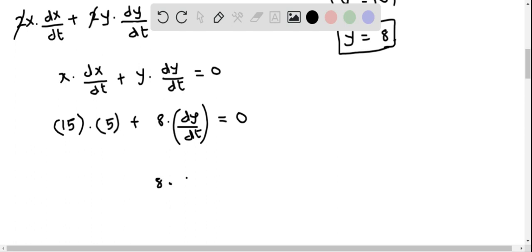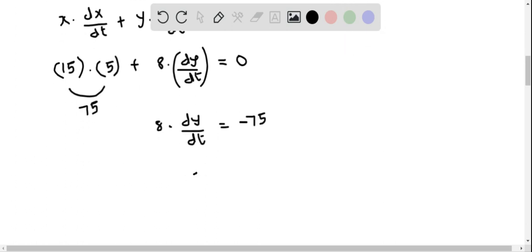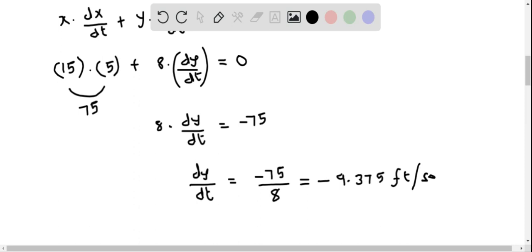Now we have to solve for dy over dt. So I keep this 8 times dy over dt on this side and push this product. This is 15 times 5, which is 75. So we will have positive 75, and when we subtract 75, we will have negative 75. Now we can solve for dy over dt by dividing both sides by 8. So we get dy over dt equals negative 75 divided by 8, and this is negative 9.375. And this unit is feet per second.